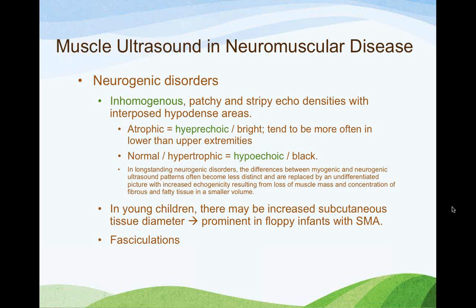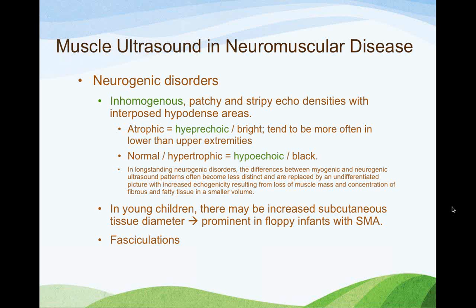In a neurogenic disorder, because you have select groups of muscle motor neurons dying, basically you have patches of healthier looking muscle interspersed with patches of not so healthy looking muscle, or muscle with increased echogenicity. So the key to identifying neurogenic disorders is seeing that there's inhomogeneous involvement of these areas of increased echogenicity. They're patchy, they might be stripy, and they're interposed with hypodense areas.